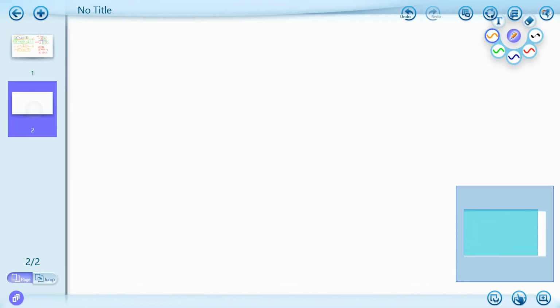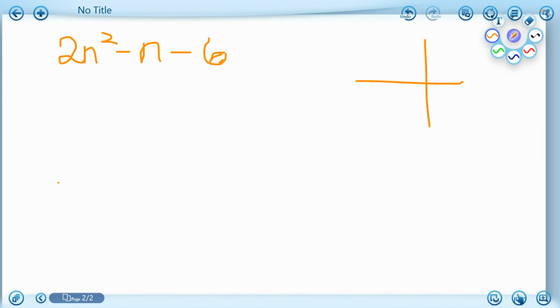Now let's look at the ones from the other day, the ones with a variable up front. How about this one? This one says 2n squared minus n minus 6. When you look at this, we're doing the same thing. First times the last gives you -12, and your middle number is -1.